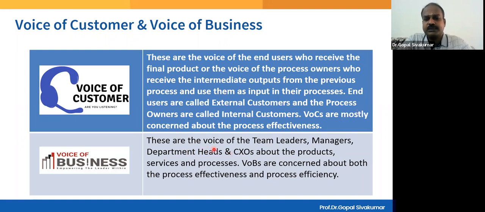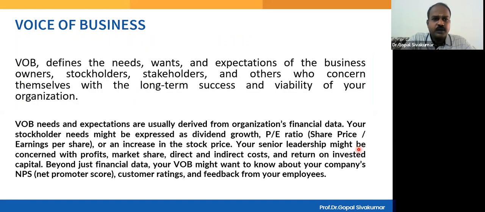That means the voice of the team leaders, managers, department heads, and CXO level executives about the products, services and processes of their business are called voice of business. The voice of business is concerned about both the effectiveness as well as efficiency. That means they'll be concerned about the quality of the offerings as well as the efficiency of their offerings, right? So these are the tools you can use to identify the problem areas, problems or improvement opportunities. All right.